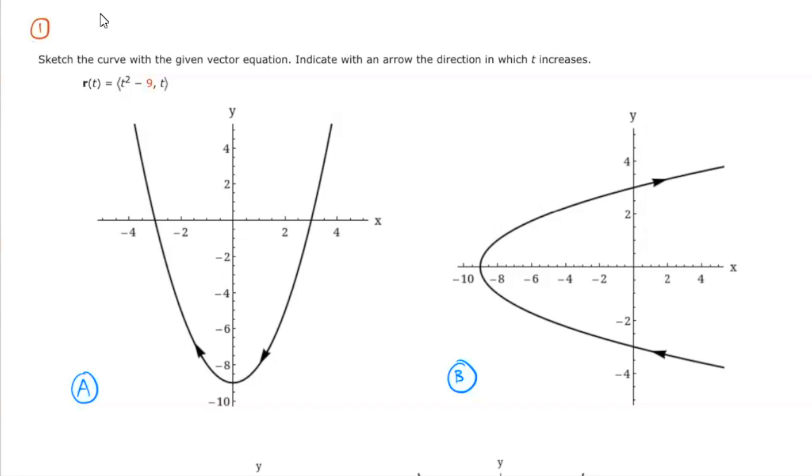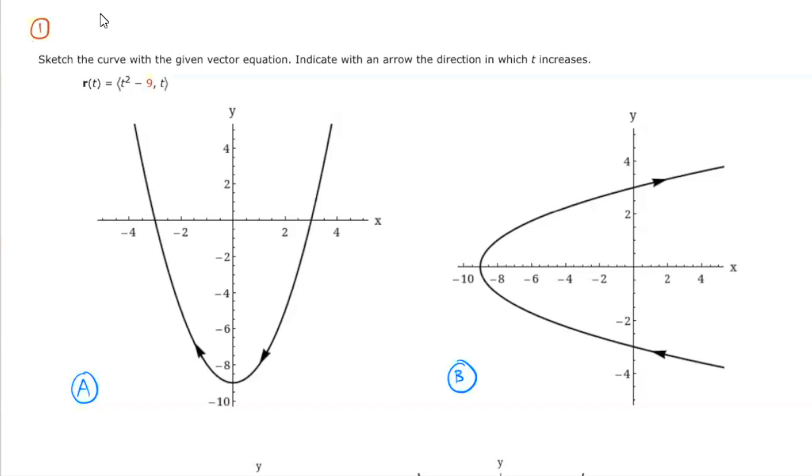Now to sketch the curve, you can eliminate the parameter t, right? So how do you eliminate the parameter t? Because t is y, can we just substitute t by y over here? If we substitute the t here by y, what kind of equation do we get? We have x is t squared minus 9, but the t is replaced by y, so we have y squared minus 9. So the equation is x equal to y squared minus 9.